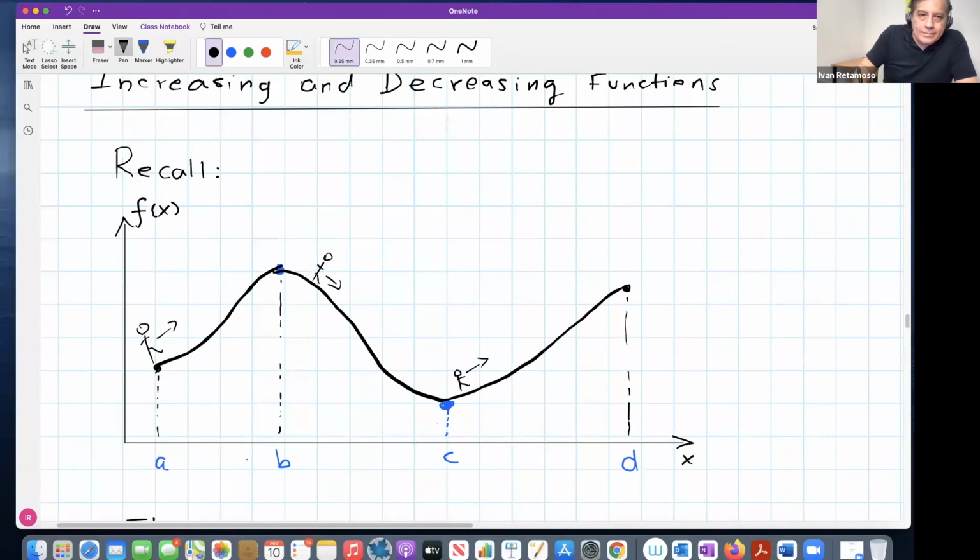So basically, increasing here, decreasing here, and then increasing again, right? Mathematicians figured out that these trends can be determined by looking at the sign of the derivative.